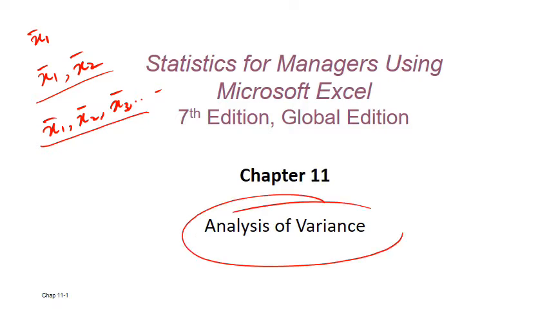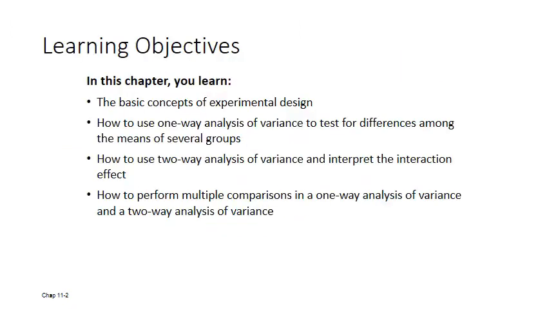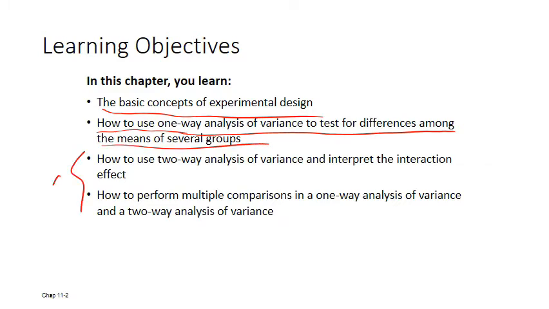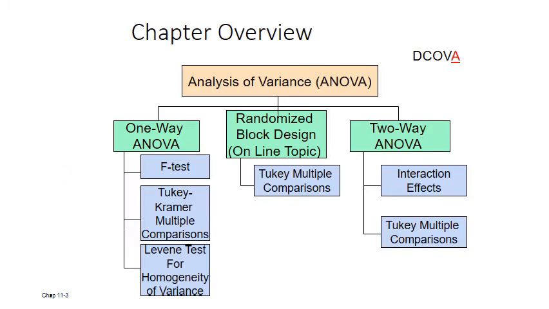So it has nothing to do with variance. Students normally get confused that we are now discussing variance. No, we are discussing means among different groups. So in this chapter, the basic concept of experimental design, we will discuss how we use one-way analysis of variance to test the difference among the means of several groups. We will not discuss these two topics.